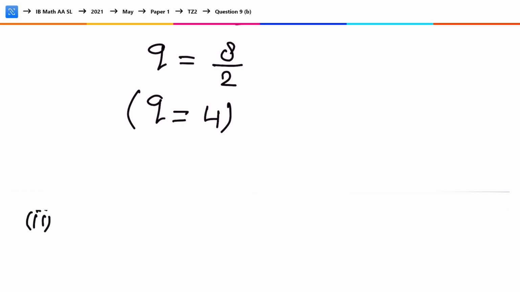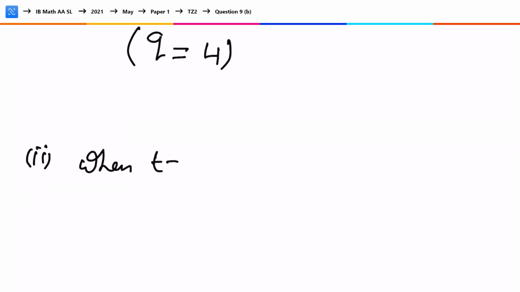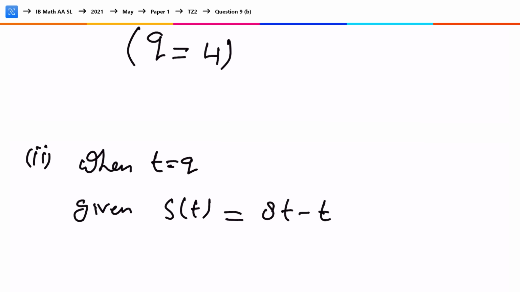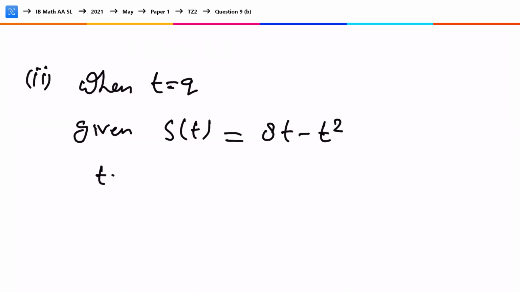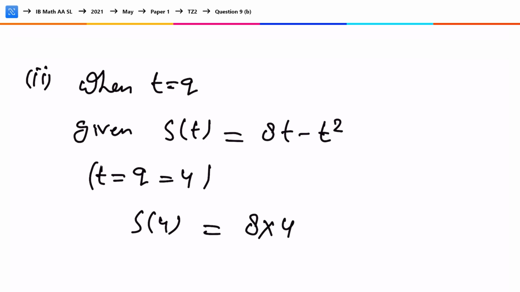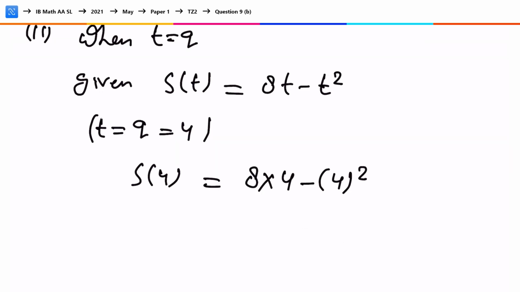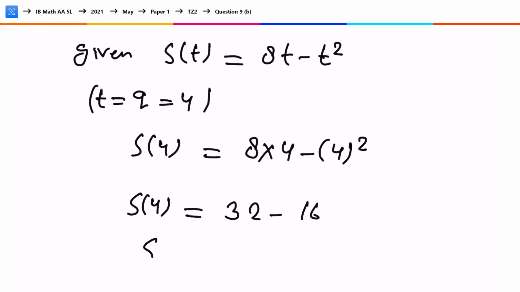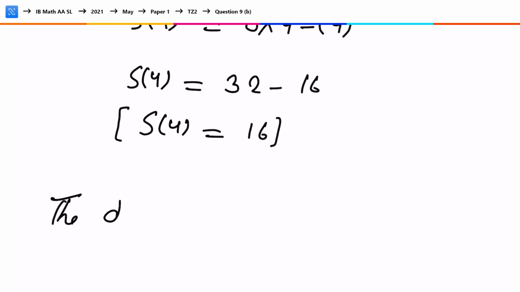Now, for the second part. According to the question, when t is equal to q, and given that s of t is equal to 8t minus t squared, we put t equal to q equal to 4. S of 4 is equal to 8 multiplied by 4 minus 4 squared, which simplifies to 32 minus 16, which equals 16. The displacement of the particle from the origin is 16 units.